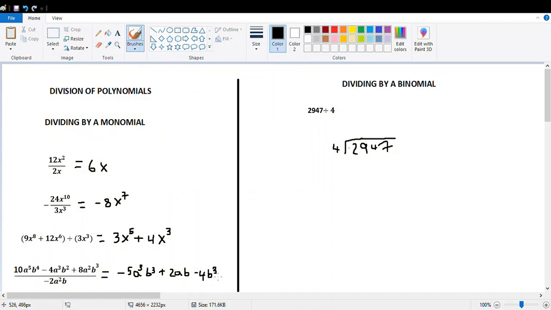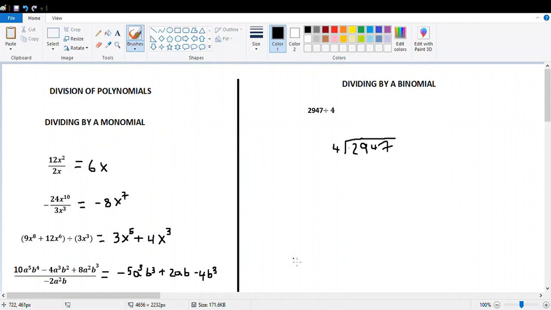Okay, this is the process to divide any polynomial by a monomial. Example number 1 and 2 is monomial divided by a monomial. Example number 3 is binomial divided by a monomial, and example number 4 is a trinomial divided by a monomial. Okay, now let's talk about dividing by a binomial.